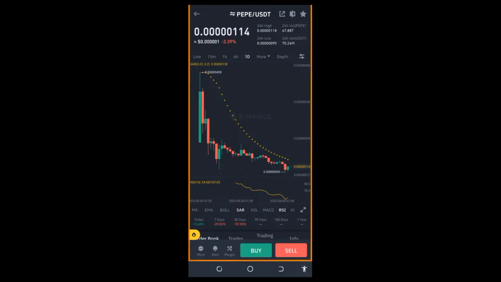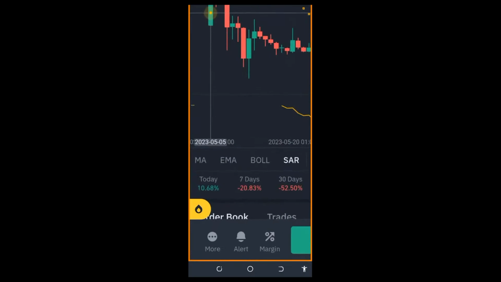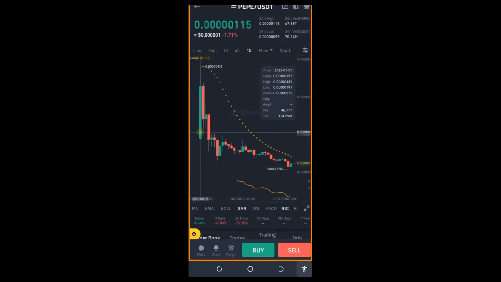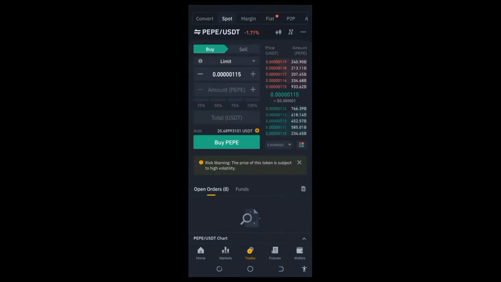Let me check when this one listed. I guess you can see the big pump, right? This was listed on the 5th of May, right? And as we're doing this recording, this is the 6th of June, just about a month ago. So it's still a new, fresh coin in the space.